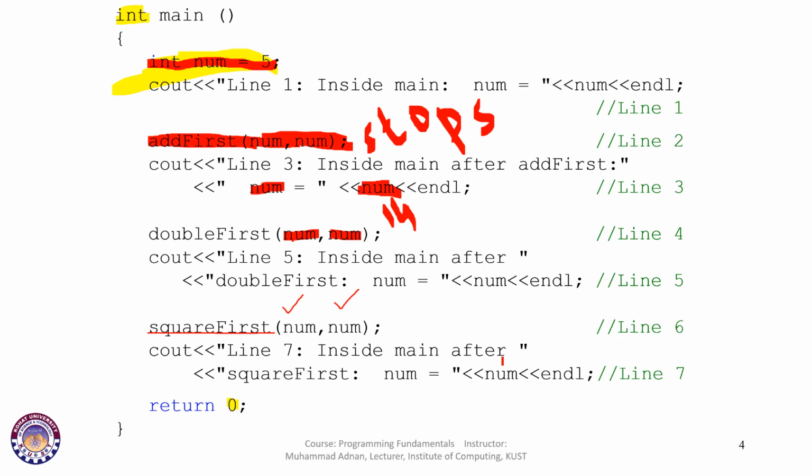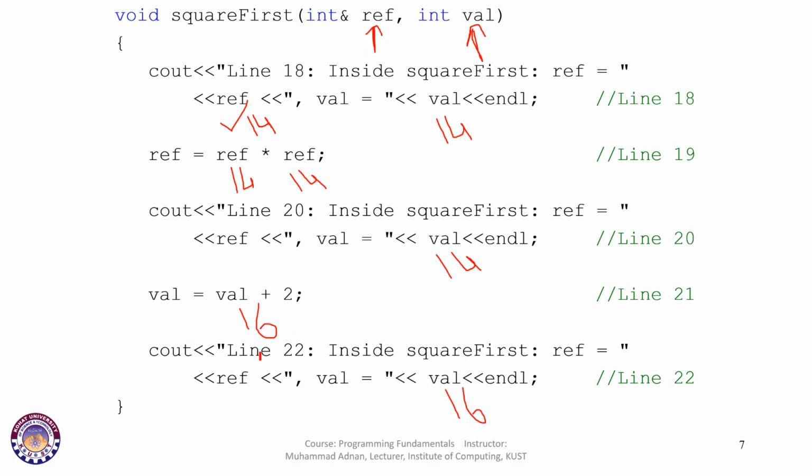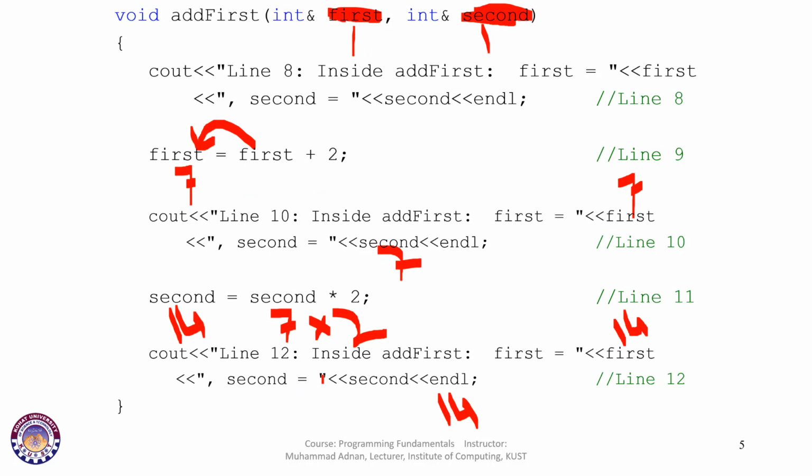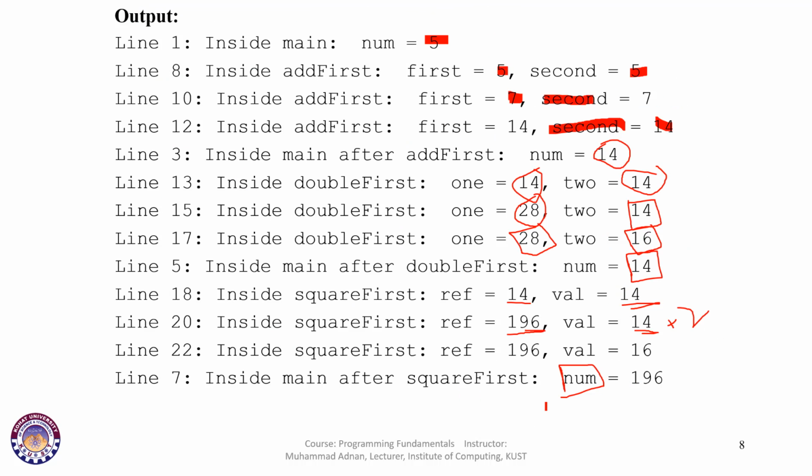So here you can see inside square first ref, so this is square first, and inside main, after square first, the num was having the value of 196, which is 14 multiplied by 14. So this is how the variable reference and the variable value works.